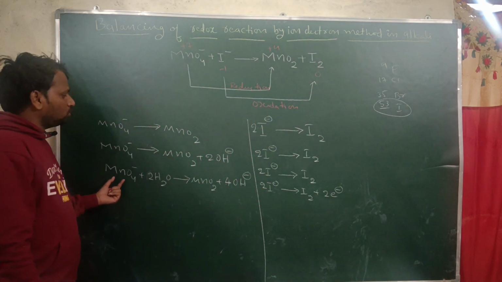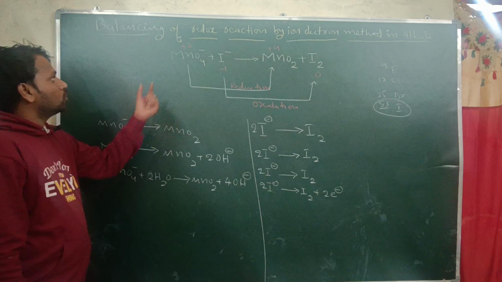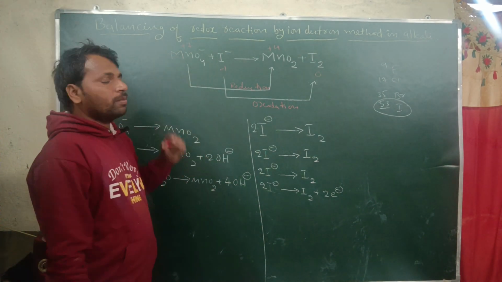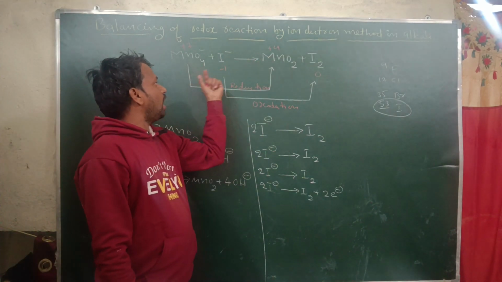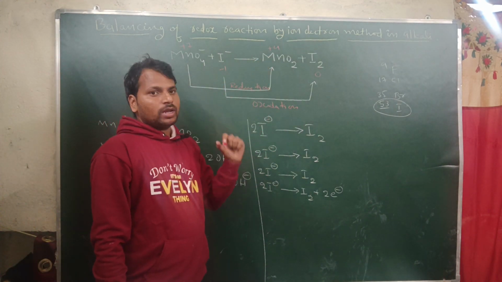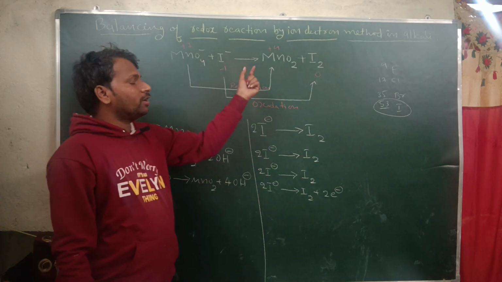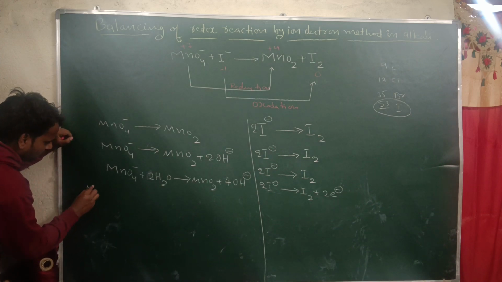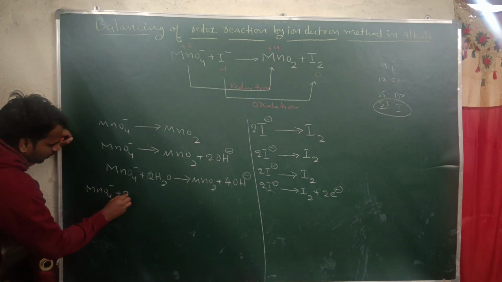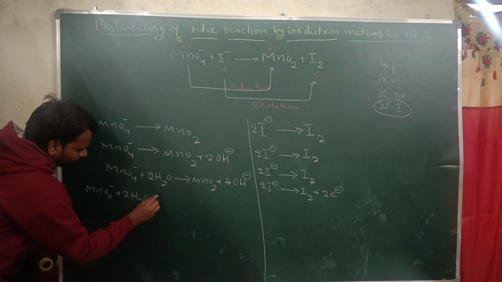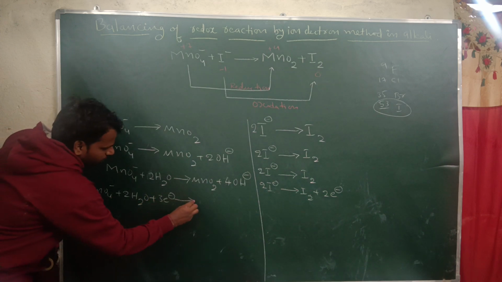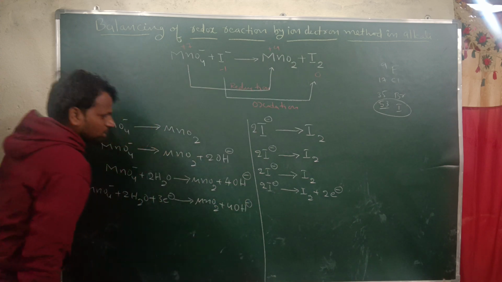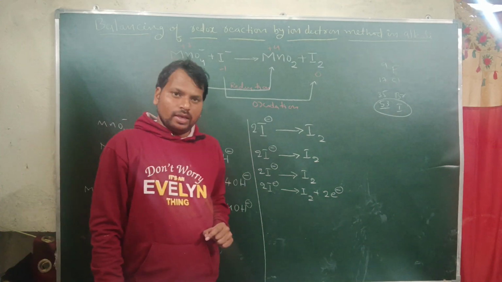Same here, plus 7 to plus 4. So here in manganese actually 25 electrons are present. 25 minus 7, 23. And this side 23, and that side what is present? 21 are present. So how many electrons can we add here? 3 electrons, on this side. So we should write MnO4 minus plus 2H2O plus 3 electrons gives rise to MnO2 plus 4OH minus. So we can balance the electrons also.